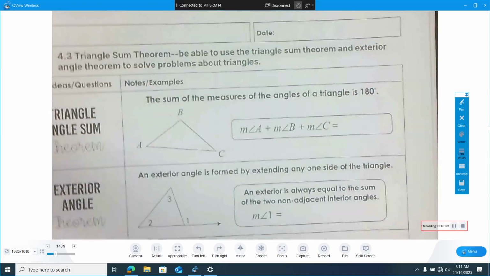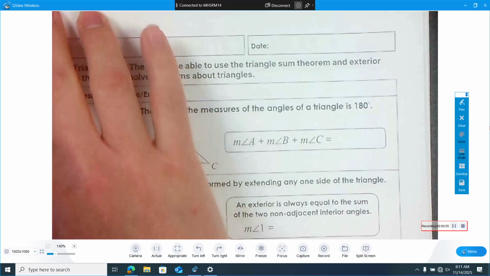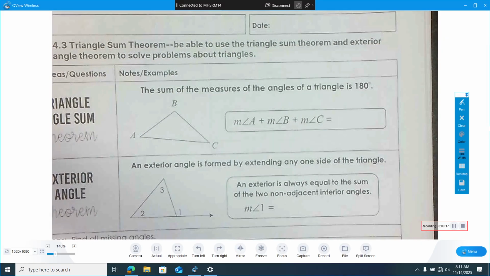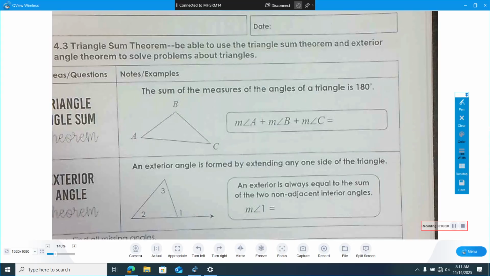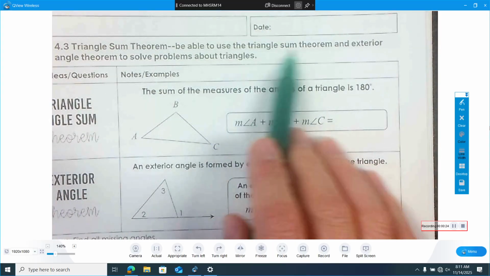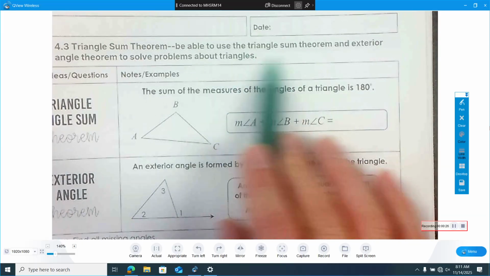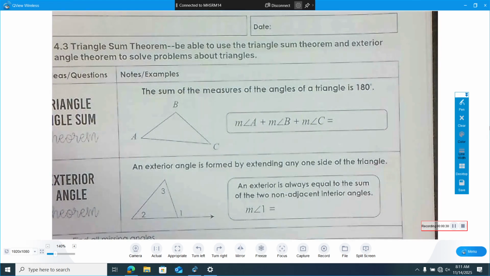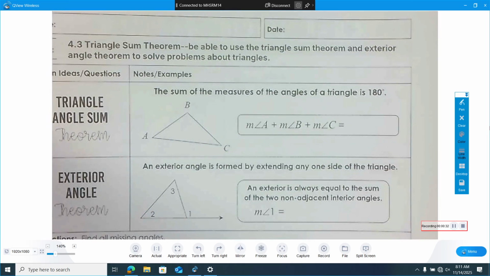Section 4.3, triangle sum theorems. There are two very useful theorems for triangles that we can use to help solve the measures of the angles in a triangle. And the first one here, so we want to be able to use the triangle sum theorem. So we have an interior theorem and we have an exterior angle theorem to solve problems about triangles.